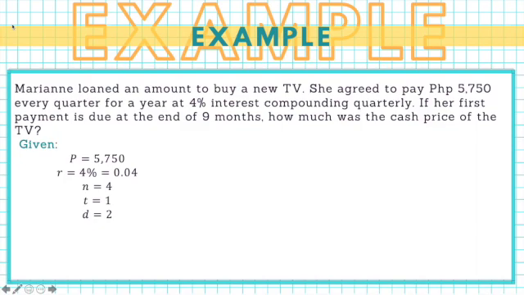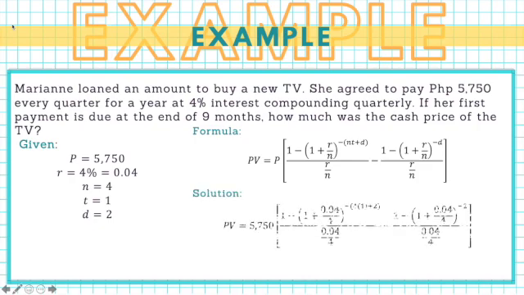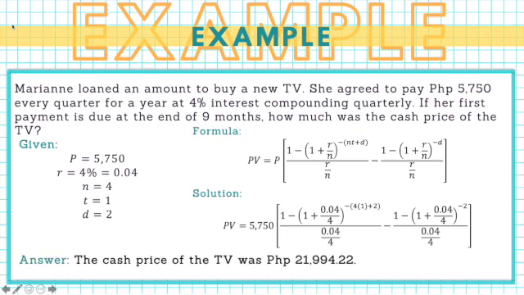We are being asked here the cash price of the TV. Since we're determining the original price of the TV, we use the formula for the present value of a deferred annuity. Substituting the given values to our formula and using our calculators, the cash price of the TV was 21,994 pesos and 22 centavos.